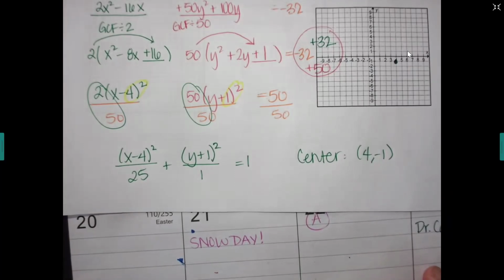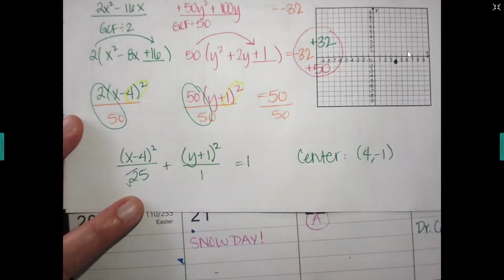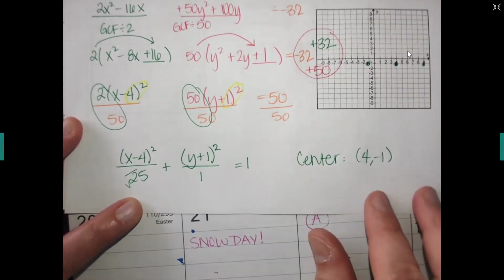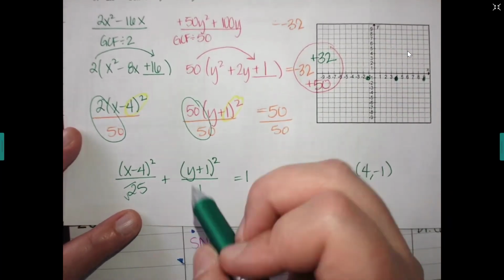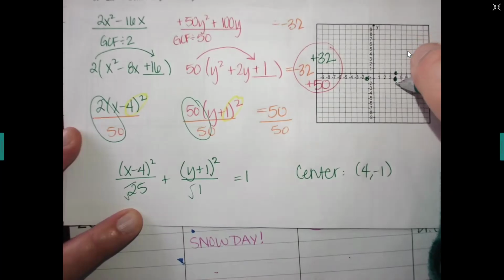And then from there, I would square root those x's to know how much to go for x, how much to go for y. So if it's a 25, what's my x distance? 1, 2, 3, 4, 5. And then what's my y distance? Square root of 1 is 1. So up 1, down 1.